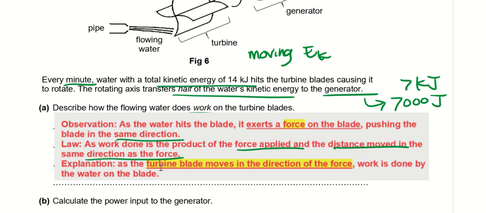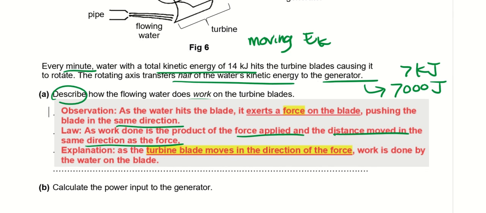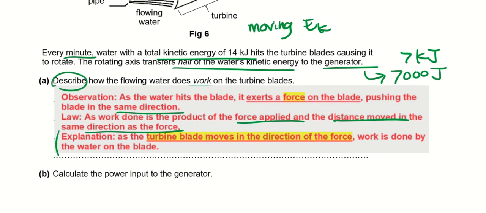So you actually just need this. Okay, you need everything, because now this is a describing question. So you need to describe what you have observed, because the water hits the blade, exerts a force on the blade, pushing the blade in the same direction. Then you bring in the law, which is actually that work done is the product of the force and the distance moved in the direction of the force. And the explanation is that you apply it to the context. Okay, you apply to the context. So this is applying to the context.